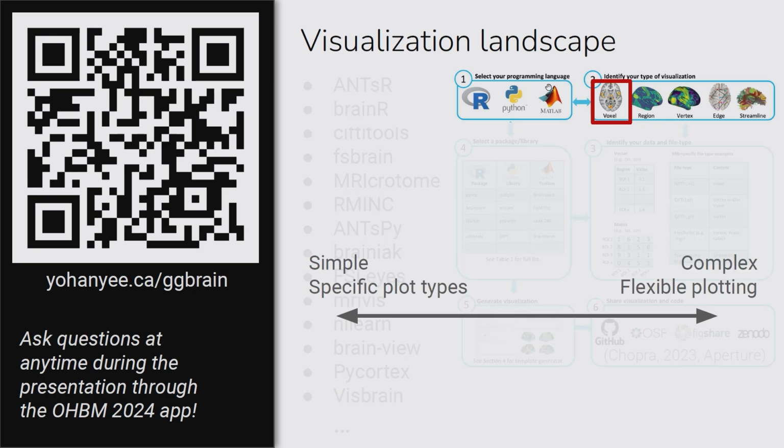When we think about that, I think about plotting in terms of a spectrum, where you can use packages that are built specifically for plotting brain images. So it's very simple, but you're limited to specific plot types. But on the other end of the spectrum, you can create complex plots using flexible approaches, but you really need to understand the code that goes behind that.